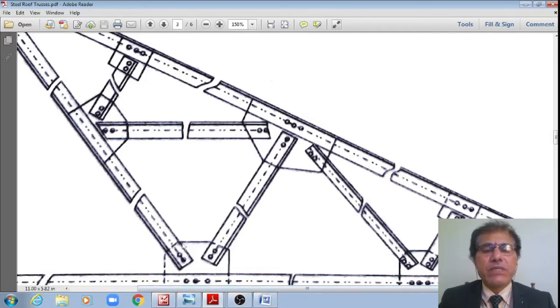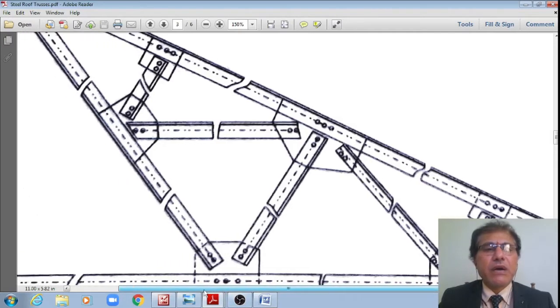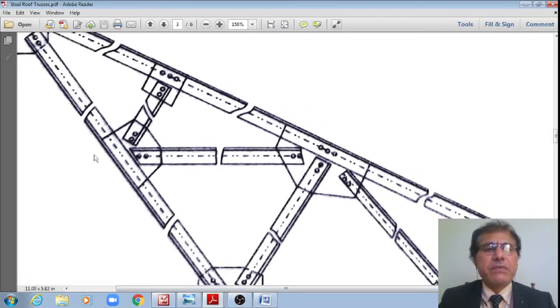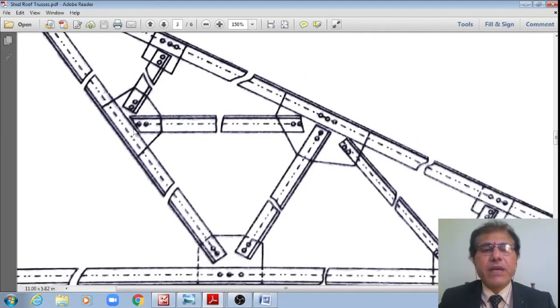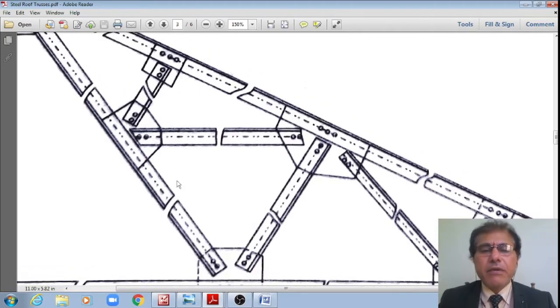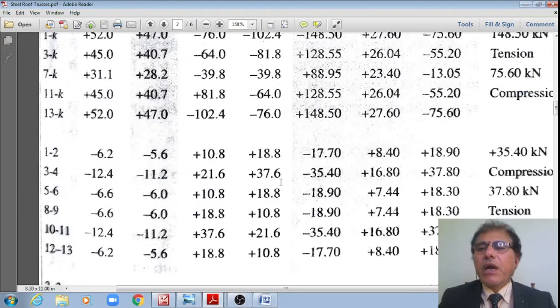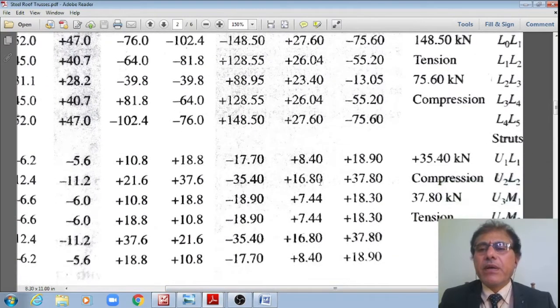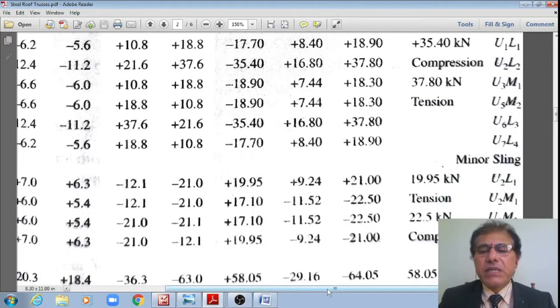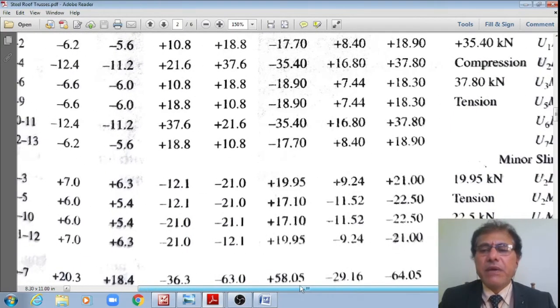This is on the half symmetry I'm showing, student. Half the symmetry of this truss. Therefore, this is minor sling, and this is the main sling or major sling. Therefore, I'll note down the design forces from this table of the analysis.